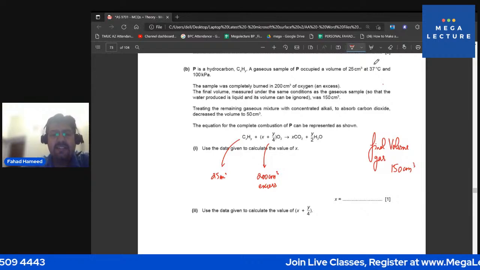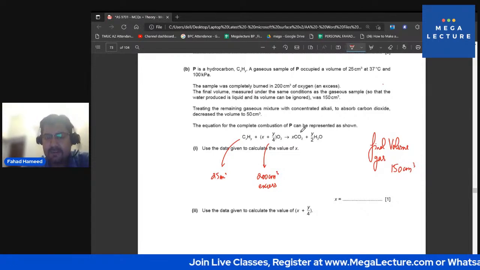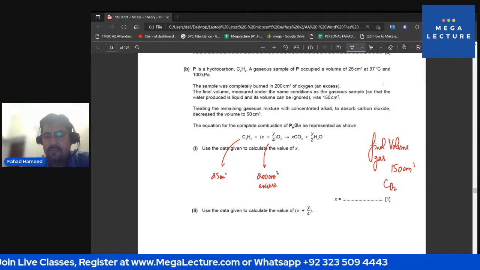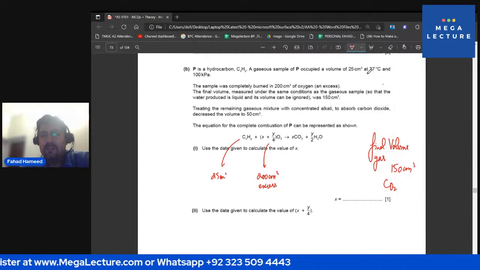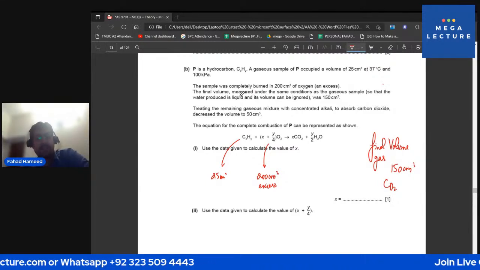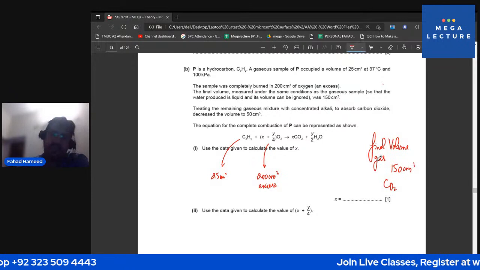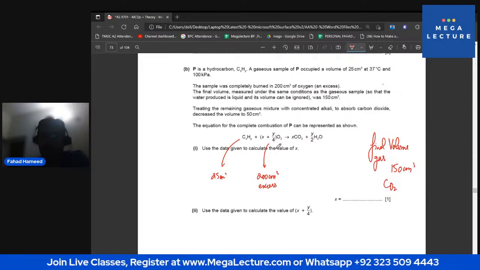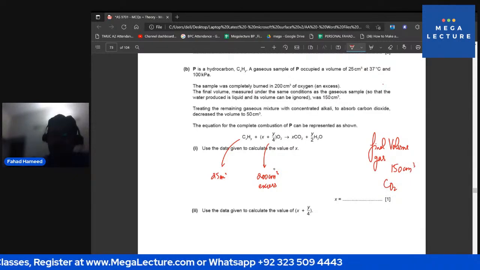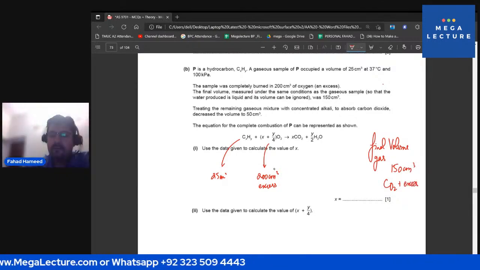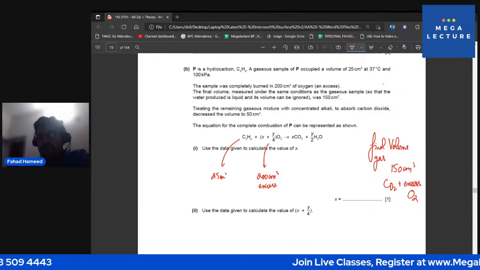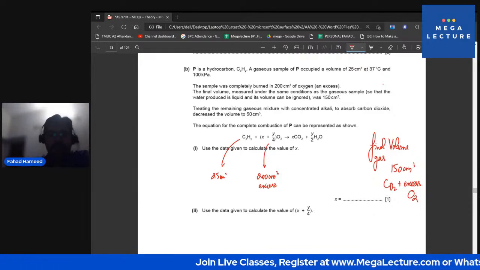So at 37 degrees centigrade, what are the gases that are produced? This CO2 gas that's produced. So this volume contains CO2. Water is going to be a liquid. They already told us at 37 that water is a liquid, so it's not a gas. So that means your product only has one gas, which is CO2. So 150 cm cube of CO2 plus the leftover oxygen, the excess O2.